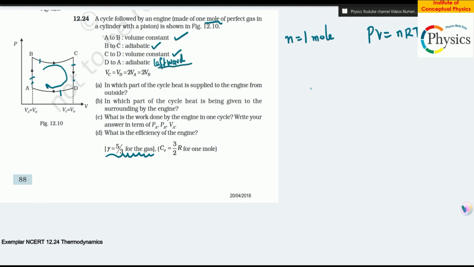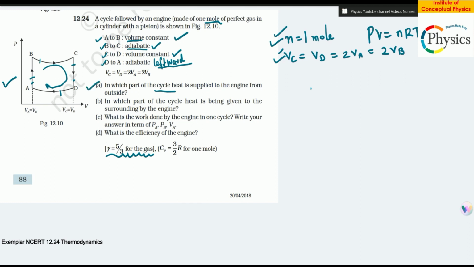And then if you talk about other parameters which are given to you, VC is equal to VD is equal to 2VA is equal to 2VB, right? So this is another important piece of information which we can use. So data number one, data number two is given to you. A lot of other data are given. Where is the volume constant? We can see from the graph which process is adiabatic. So we are given 1, 2, 3, 4, 5, 6, six pieces of information, and a graph is given to us, and we are expected to find multiple parameters of a cycle.